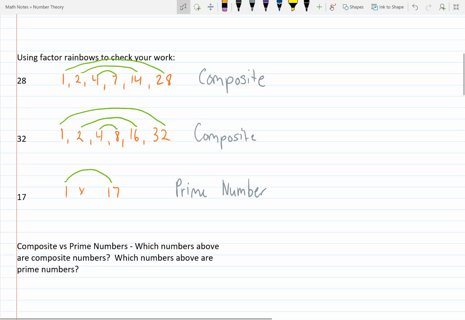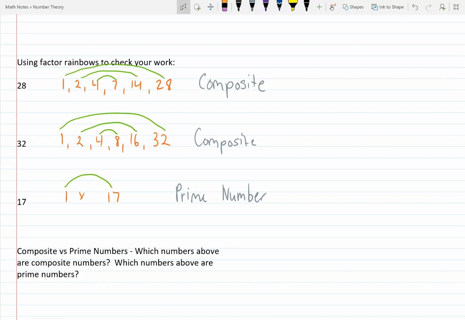And that takes us to the conclusion of the first review video, dealing with factors, factor pairs, and factor rainbows, and using factor pairs and factor rainbows to determine whether or not a product or number is a composite or prime number.